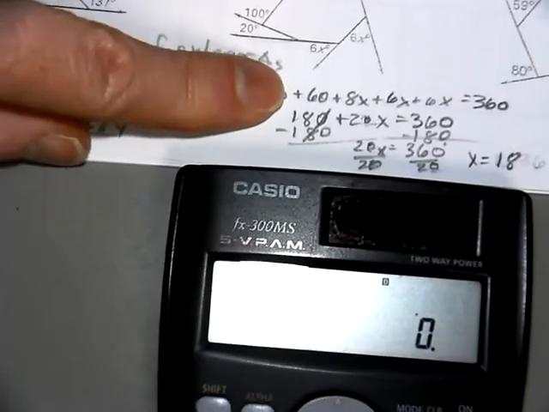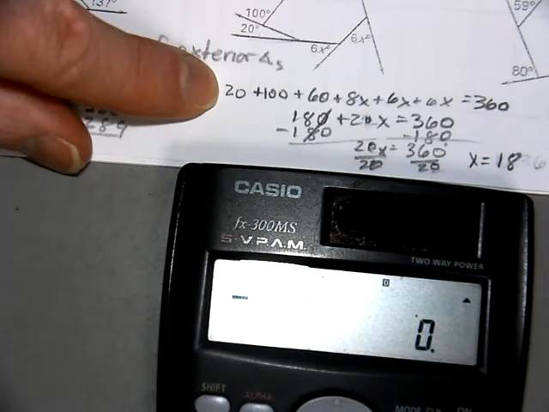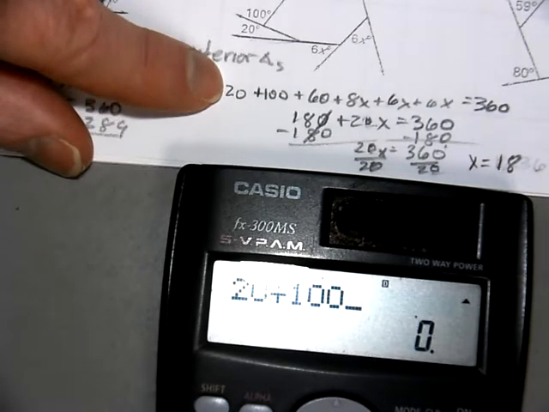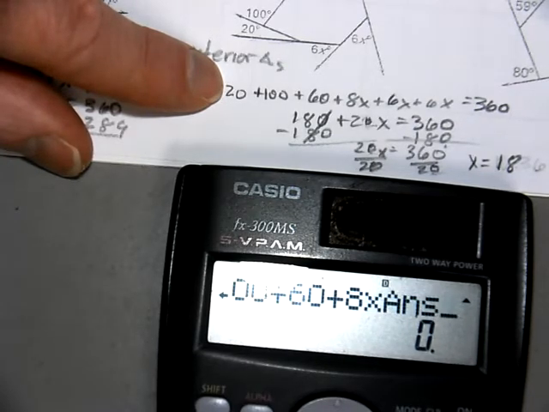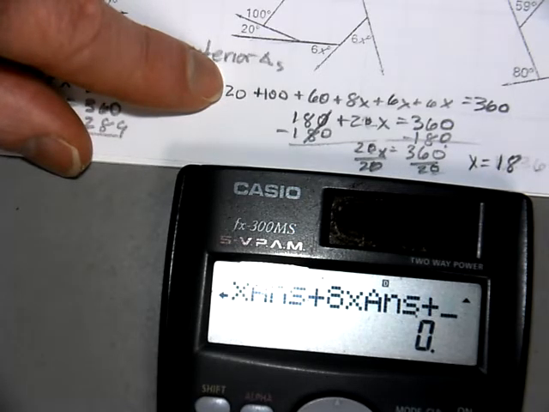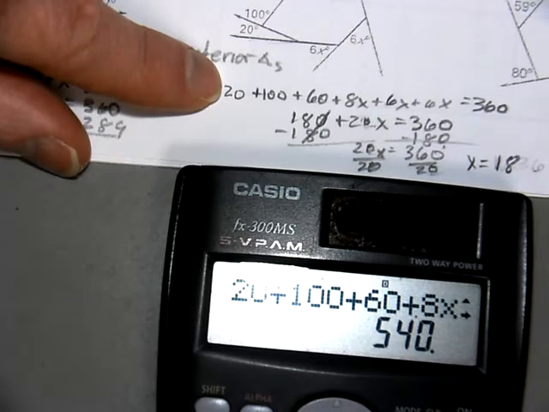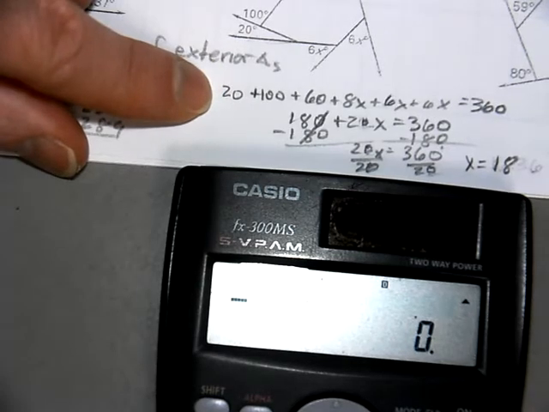Now if you wanted to test that, let me show you what would have happened. We would have done 20 plus 100 plus 60 plus 8 times our answer plus 8 times our answer. Remember, I had 2 ways before. Plus 6 times your answer. We didn't get the right number. We got a different value. But now we're going to use 18.